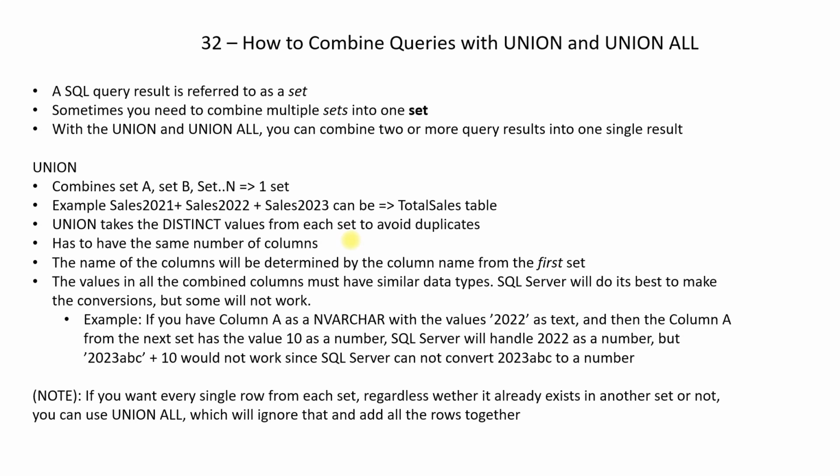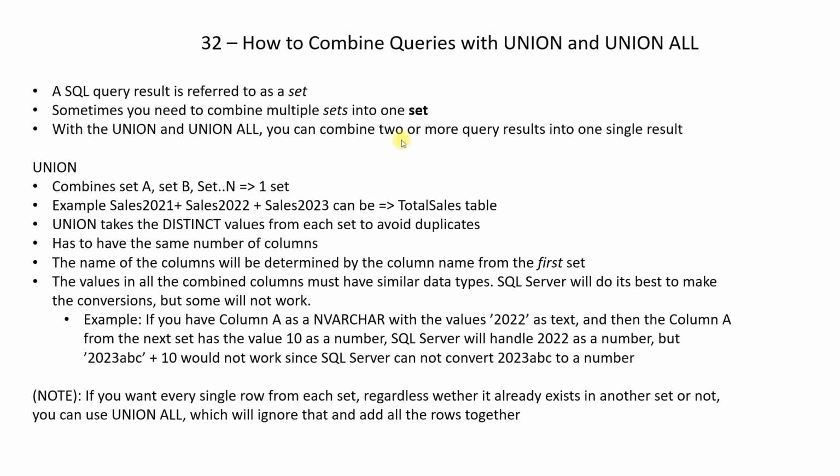Whereas in some cases you want to get everything from each set, and you don't care if that value already exists in another set. So if you have 5 rows in this set and you have 5 rows in the other set, you want 10 rows in the final set regardless. That is where you use the union all. So union all keeps duplicates. You will get everything regardless.